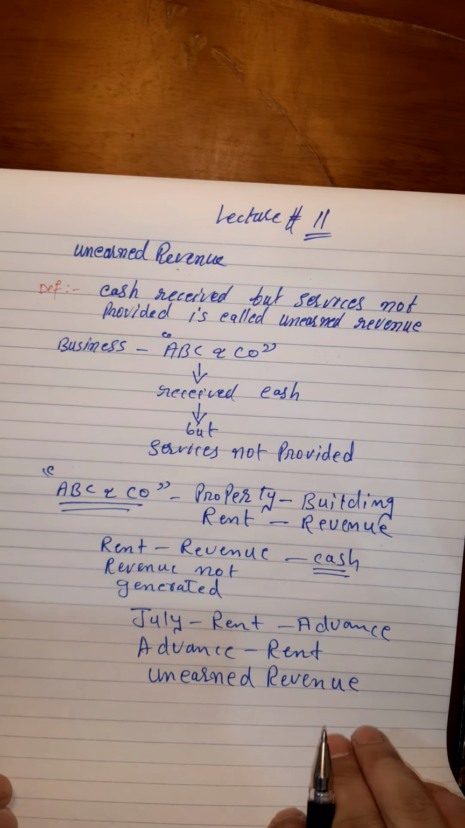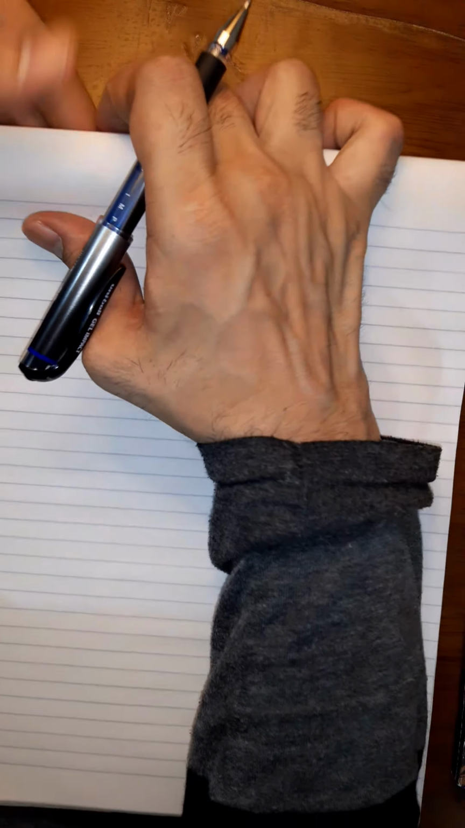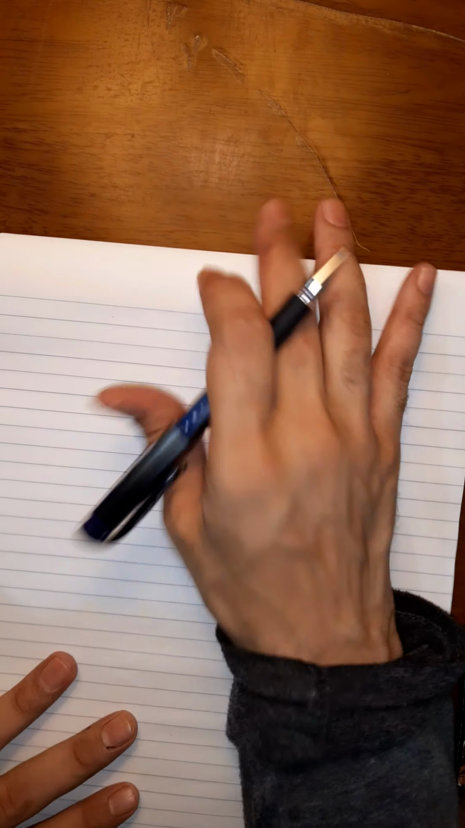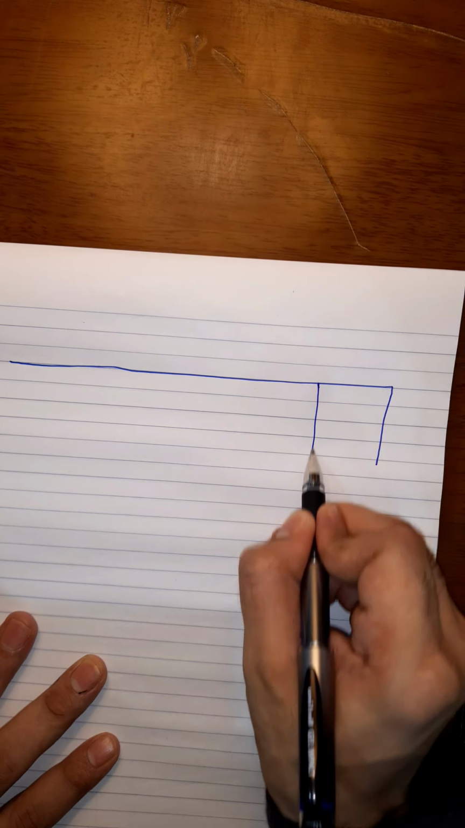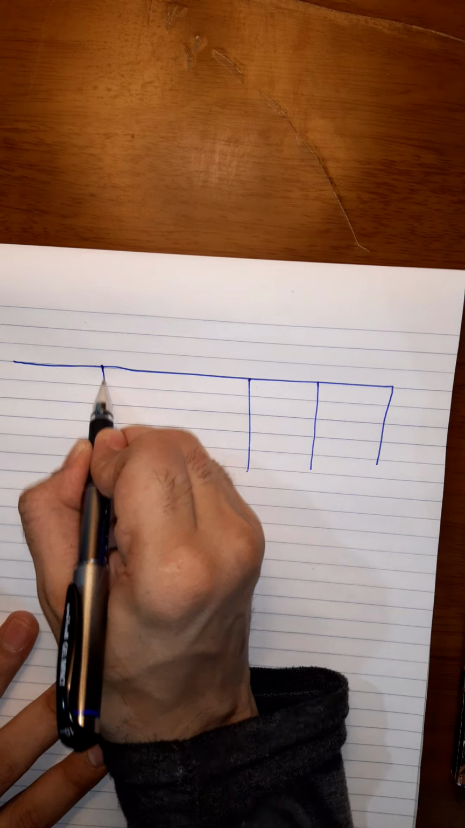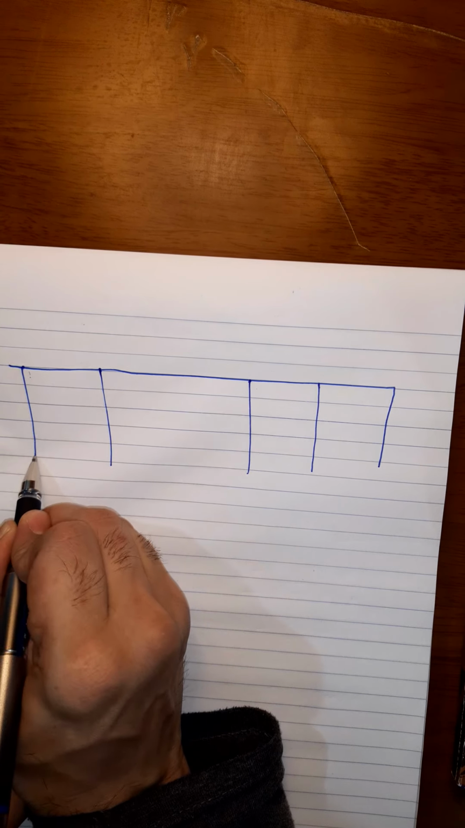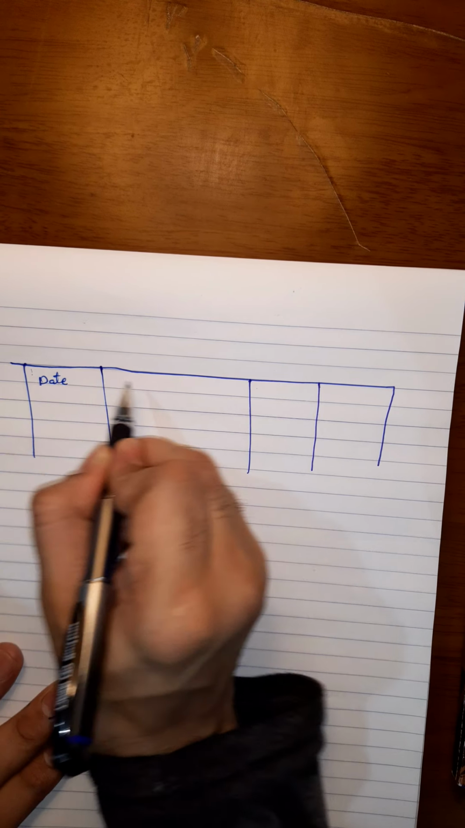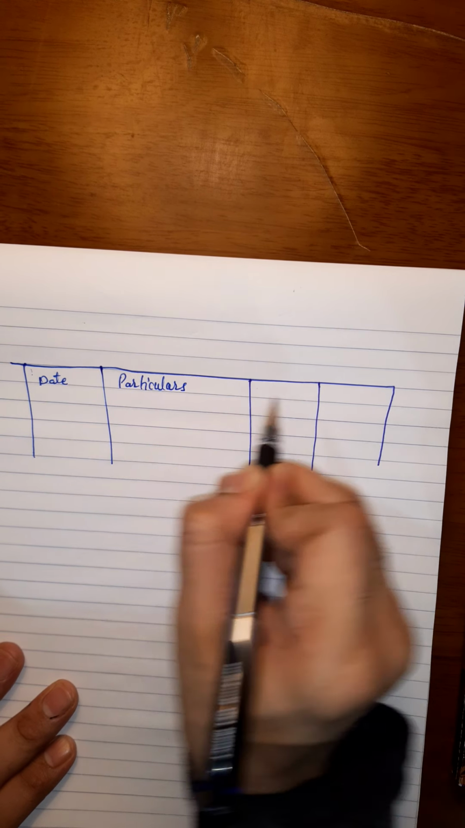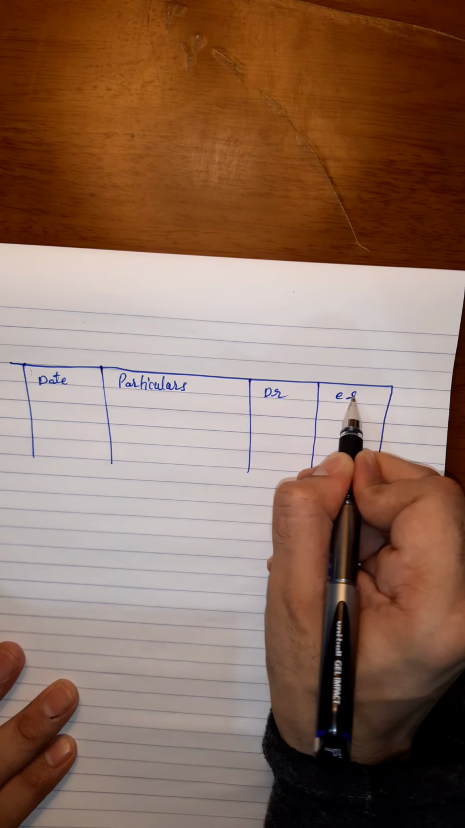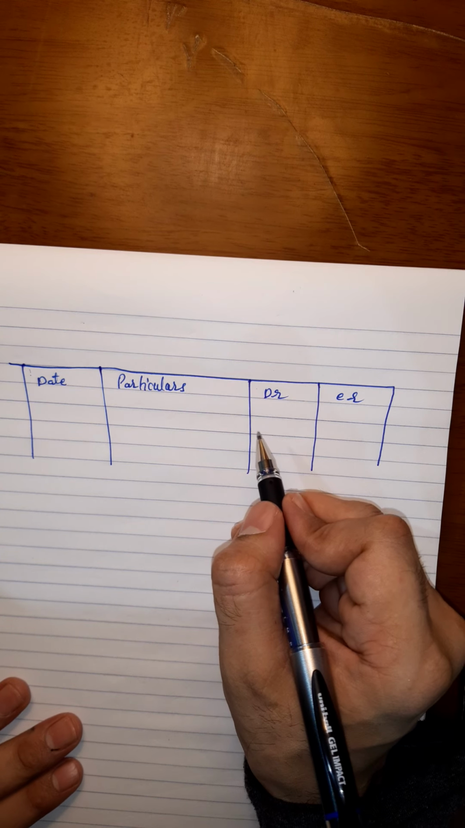Let's do a journal entry so you will get all the concept very easily. We are doing this journal entry. Date, particulars, debit, credit.